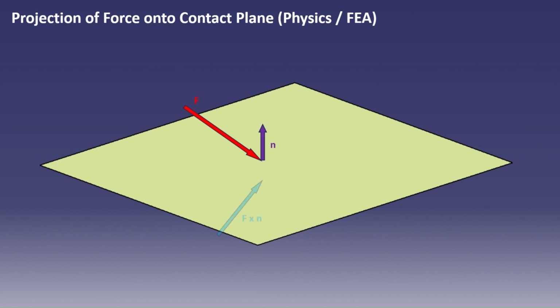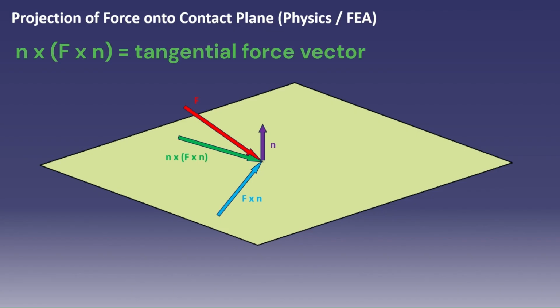First, we compute F cross n. This removes the component of F along the normal direction and gives a vector perpendicular to both F and n. Next, we take n cross F cross n. This second cross product rotates the vector back into the plane of contact. The final result, n cross F cross n, is the tangential force vector acting on the surface.